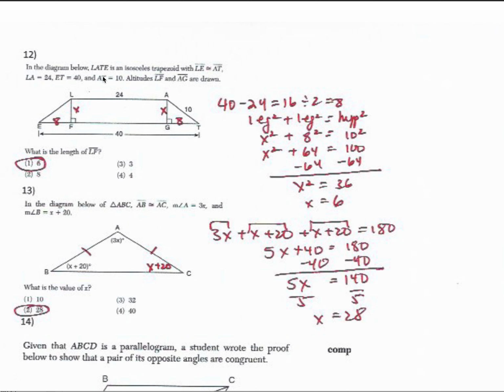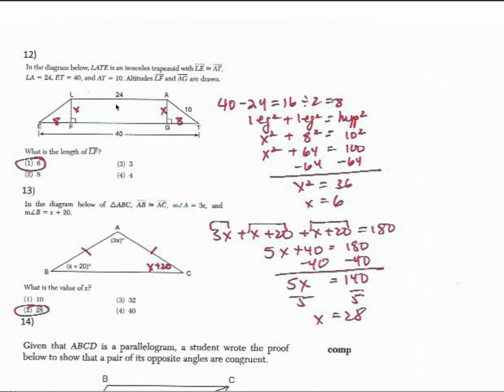Diagram below, we have quadrilateral LATE, which is an isosceles trapezoid with LE congruent to AT. So that's the isosceles part, that the left and right angled pieces are congruent to each other. LA is 24, that's the upper base. ET is 40, that's the lower base. And it tells you that AT is 10. Since it's isosceles, LE is also 10. Altitudes LF and AG are drawn.